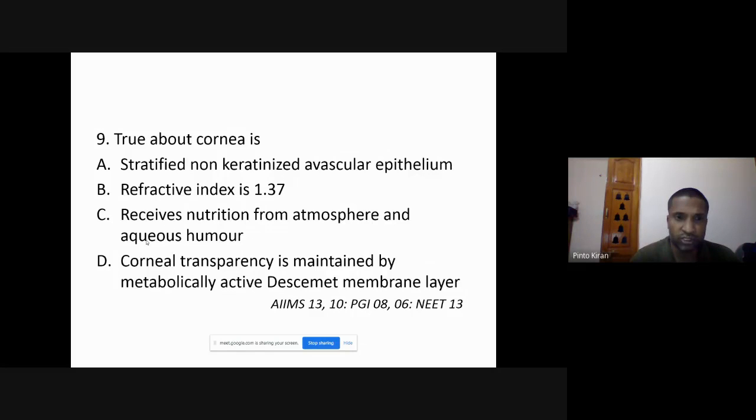What is the true statement about the cornea in this question? This was asked quite frequently. I think many times this question has been asked, and recently in 2013 also. True about the cornea is: stratified non-keratinized vascular epithelium; the refractive index is 1.37; receives the nutrition from the atmosphere and the aqueous humor; the corneal transparency is maintained by the metabolic activity of the descemet membrane layer. So what do you think is the answer in this question?